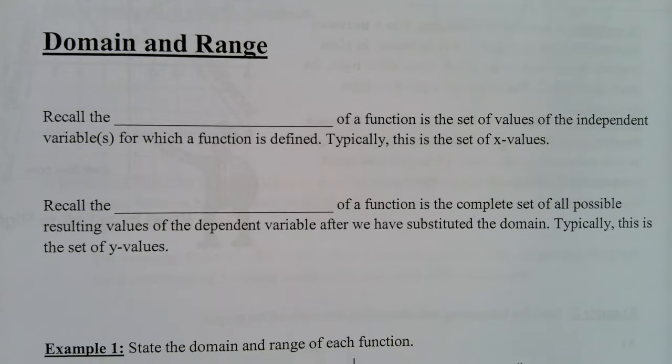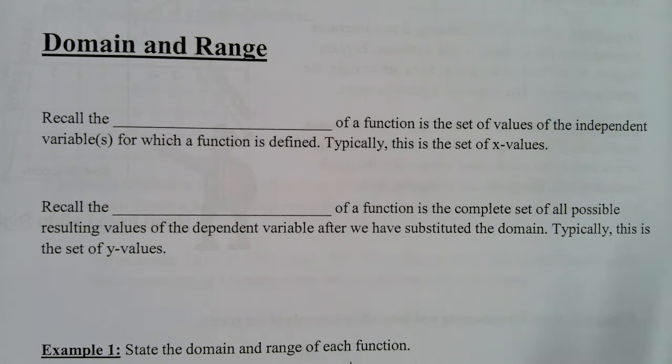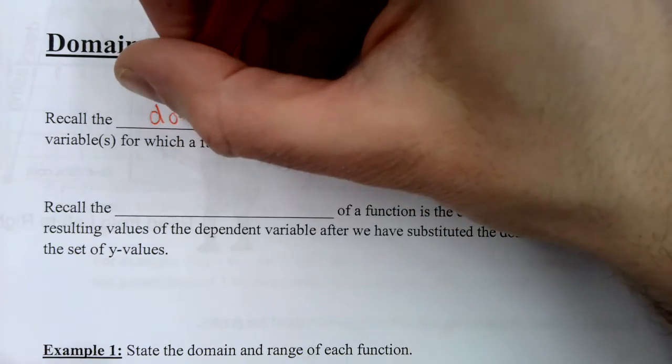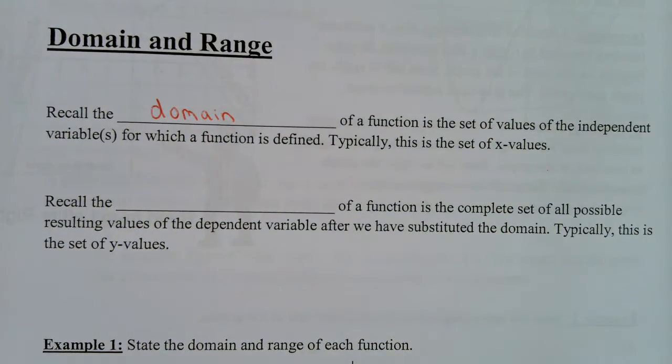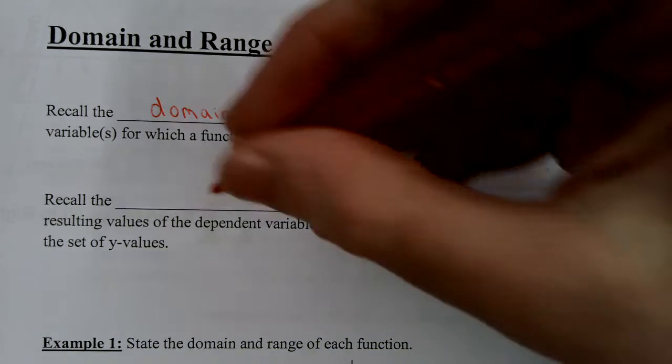So again, domain and range, in case you forgot, we've done this several times this year. The domain is a set of values of the independent variable. Typically, it's a set of x values. And recall that the range of a function is the complete set of all possible resulting values of the dependent variable after we have substituted the domain. Typically, this is a set of y values. Okay, range.